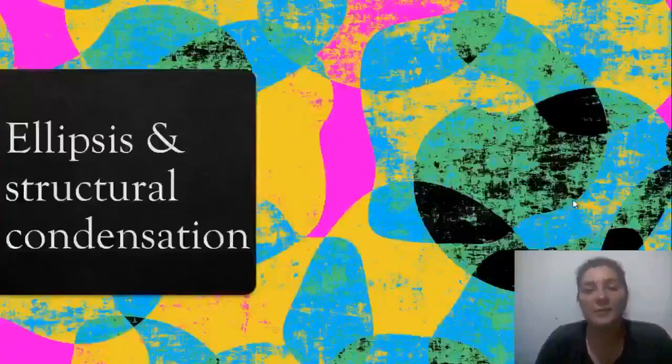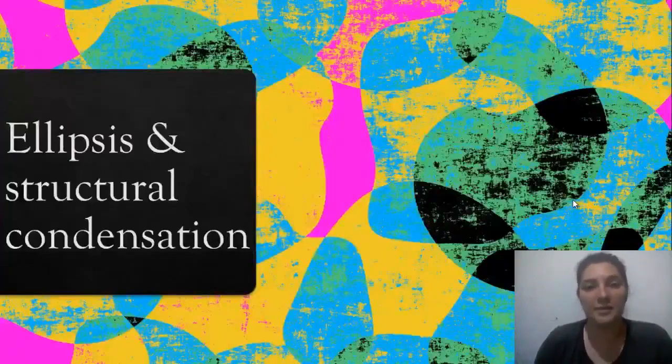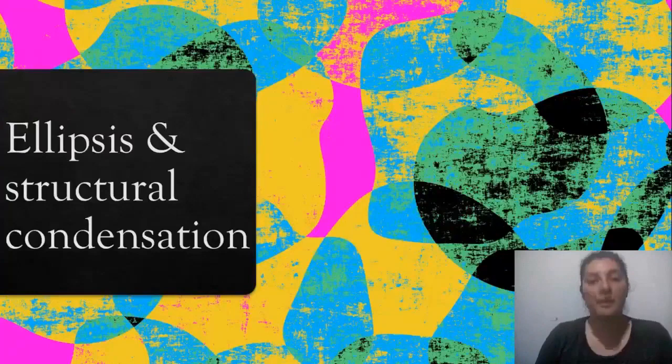In this video, I want to give you some tips on how to analyze this new topic, which is ellipses and structural condensation. Before we begin, let's establish what they are. Ellipses and structural condensation are devices of simplification and reduction, and we use them in order to avoid repetition or to condense information that we share with other speakers.